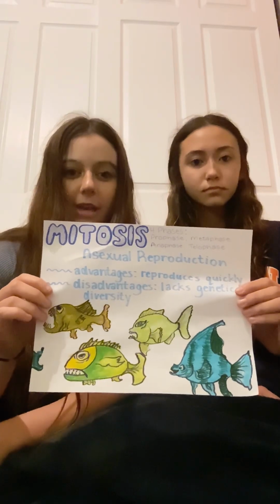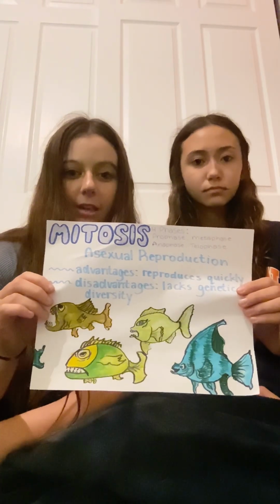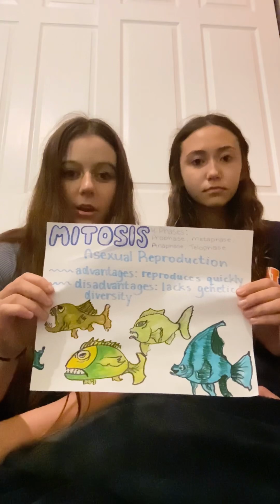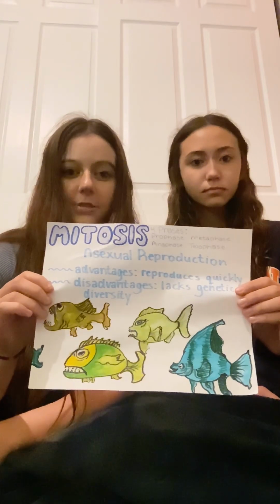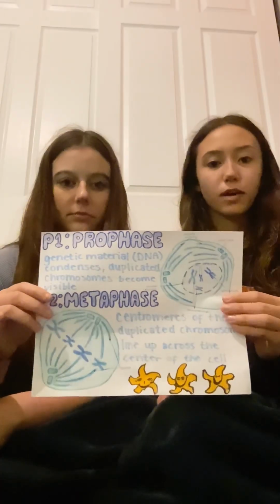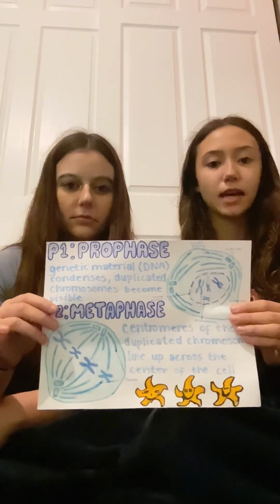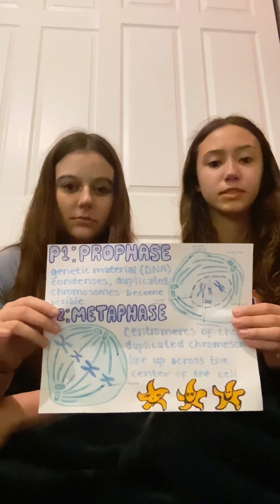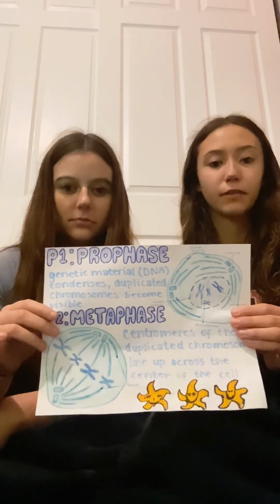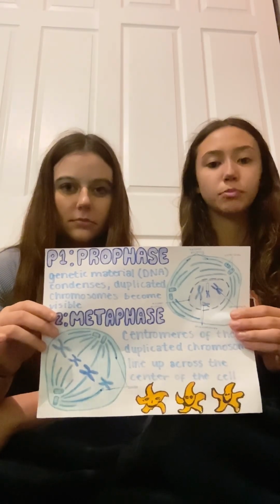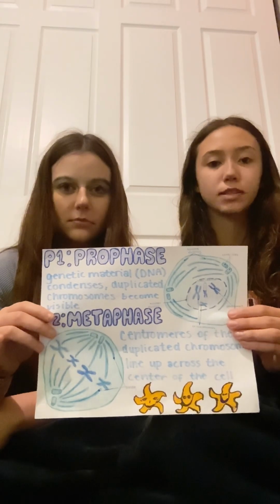Mitosis includes asexual reproduction. The advantages include fast reproduction. The disadvantages include lack of genetic diversity. Phase 1, prophase. In this phase, the genetic material condenses and the duplicated chromosomes become visible. Phase 2, metaphase. The centromeres of the duplicated chromosomes line up across the center of the cell.